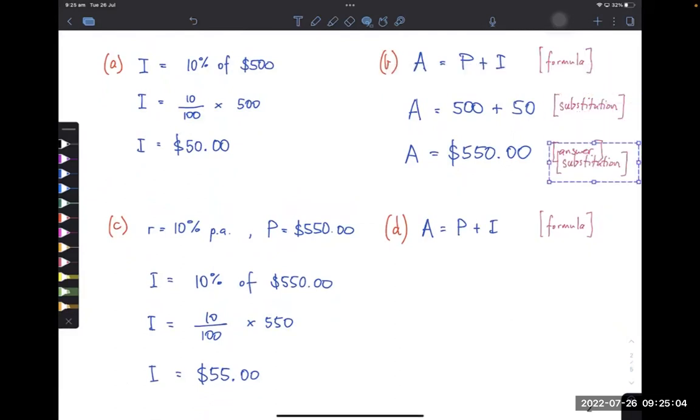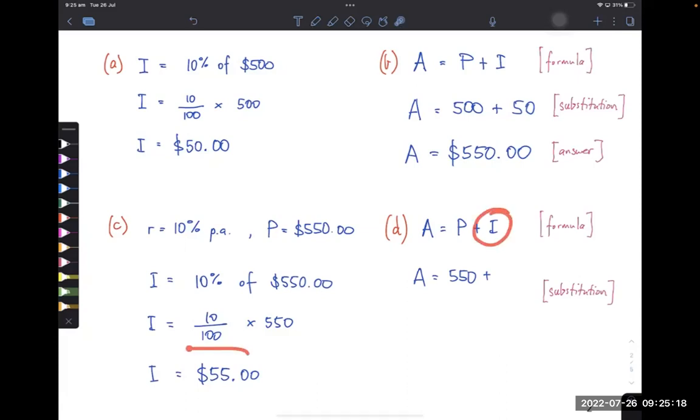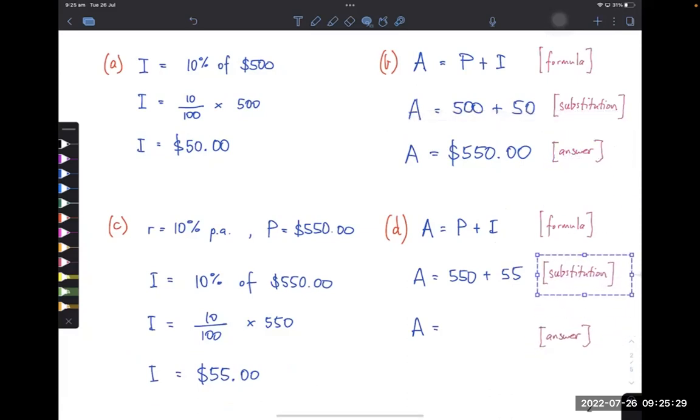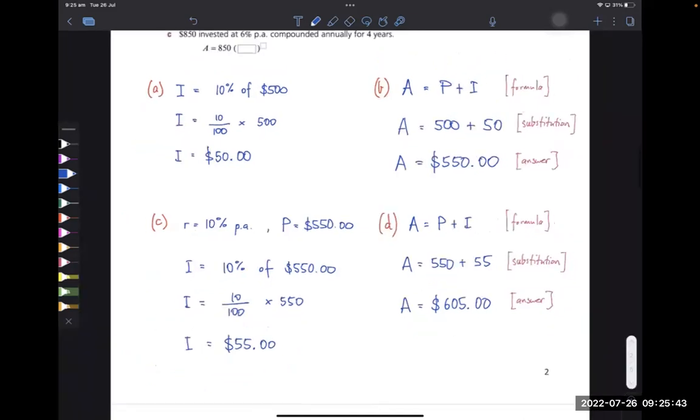Second step is substitution. So our principal in this case now is 550. And how much are we adding on? 55. Last section is your answer. You put this into your calculator. $605.00. So what does this look like on a graph?